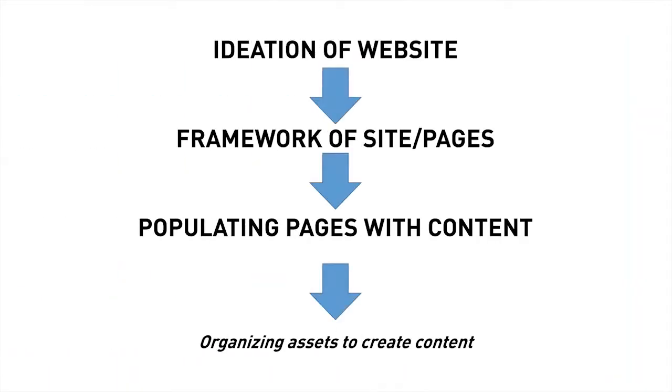This chart right here illustrates how you can go about thinking of what you want on your website. So first, we have this ideation of a website. We know we either need to launch a site or redesign one. Then from there, we think about the framework, the architecture of our website, which pages we're going to be placing onto our website. Obviously, once we decide on those pages, it will have to be populated with content. Now, this filters down to organizing those assets, meaning the text, the images, logos, whatever it is you'll be placing on those pages to create the content.